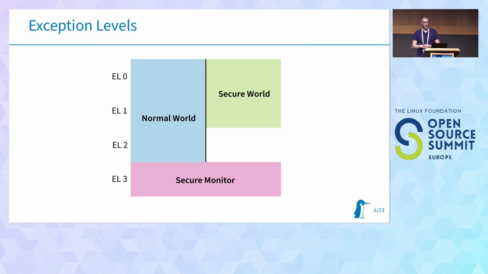In the normal world, exception level 2 is going to be occupied by something like a hypervisor. And exception level 1 is where your kernel runs. And exception level 0 is what your application uses to run.